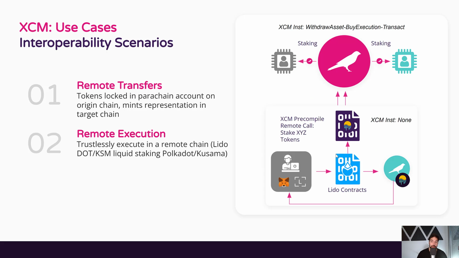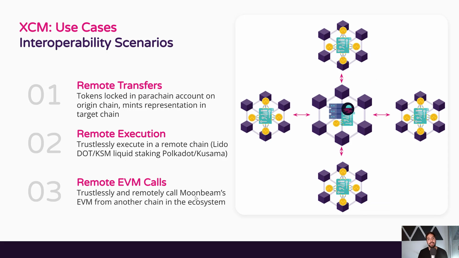The second one is remote execution. I already explained this with the Lido example, but it's really cool because you can transact any bytes that perform an action in a destination chain. I'm not going to go through that because it's not really that important, but you can see the XCM instructions that are needed for this action to exist.